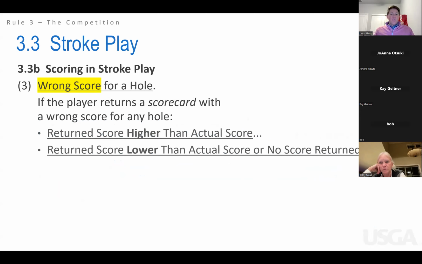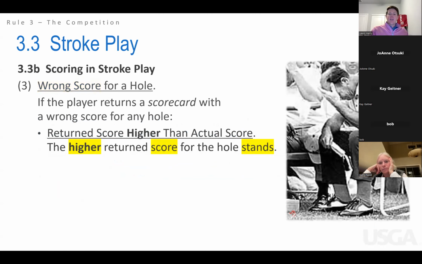But when we have a wrong hole score on a scorecard, right? We have the wrong score for a hole, and we return that scorecard with that wrong score. We have 2 different outcomes. If we return that score with a higher than the actual score, the higher score is just going to count. Famous scenario here, Robert DiVincenzo at the Masters a handful of years ago returned a higher score on his scorecard than he actually made.